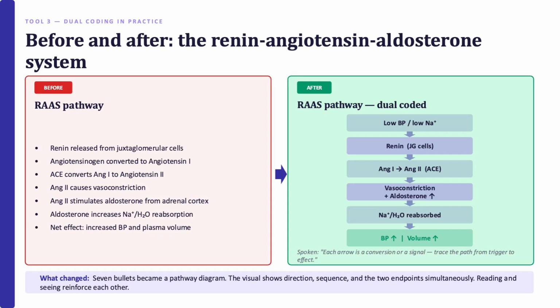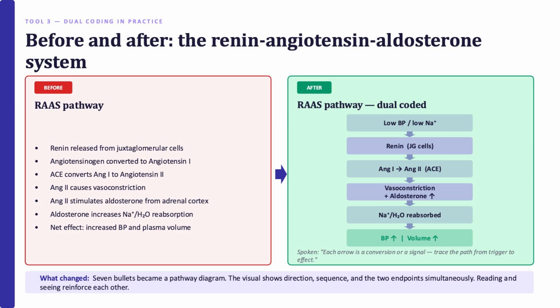Today, we're looking at dual coding in practice, specifically with the renin-angiotensin aldosterone system, or RAAS pathway. The before section illustrates a common presentation, a list of 7 bullet points detailing the pathway. While accurate, this format is text-heavy and requires substantial cognitive effort to mentally connect the steps and trace the flow.